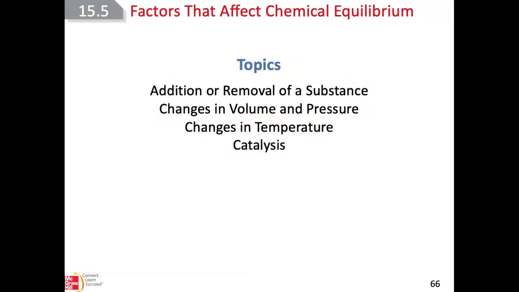So this is the section which talks about what factors can disturb a reaction at equilibrium. There are several things we can do to disturb the equilibrium. We can add or remove a substance. We can change the volume or pressure, change the temperature, or introduce a catalyst.